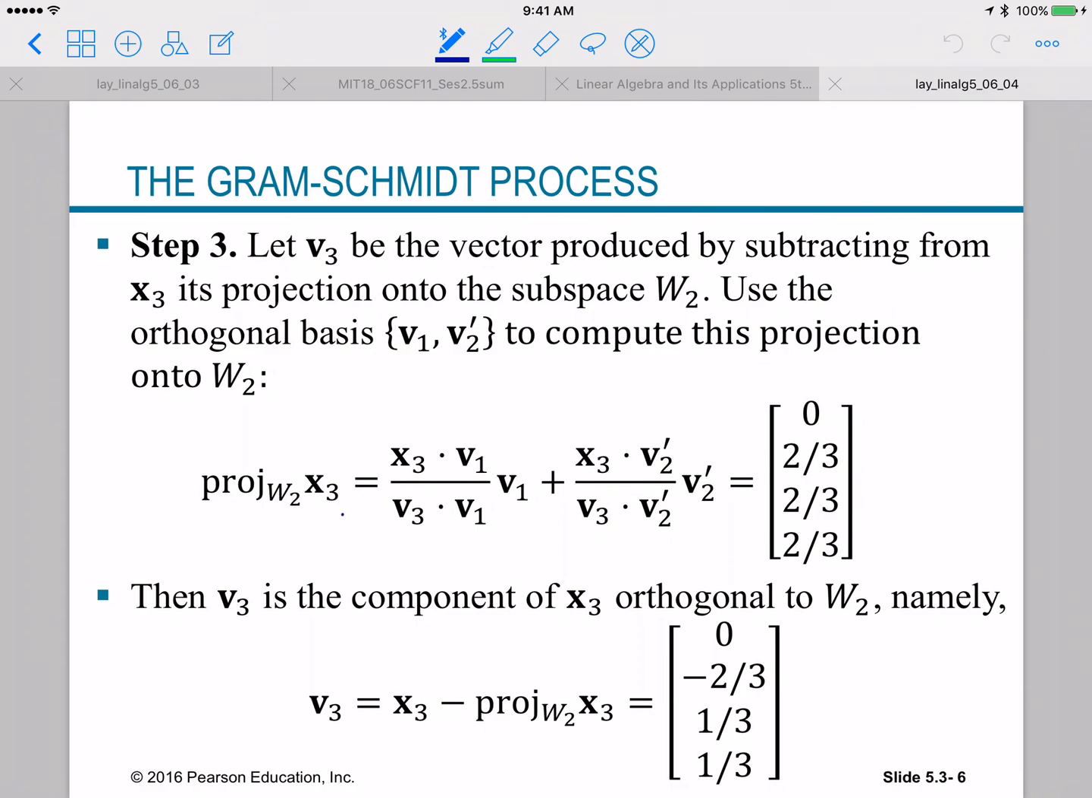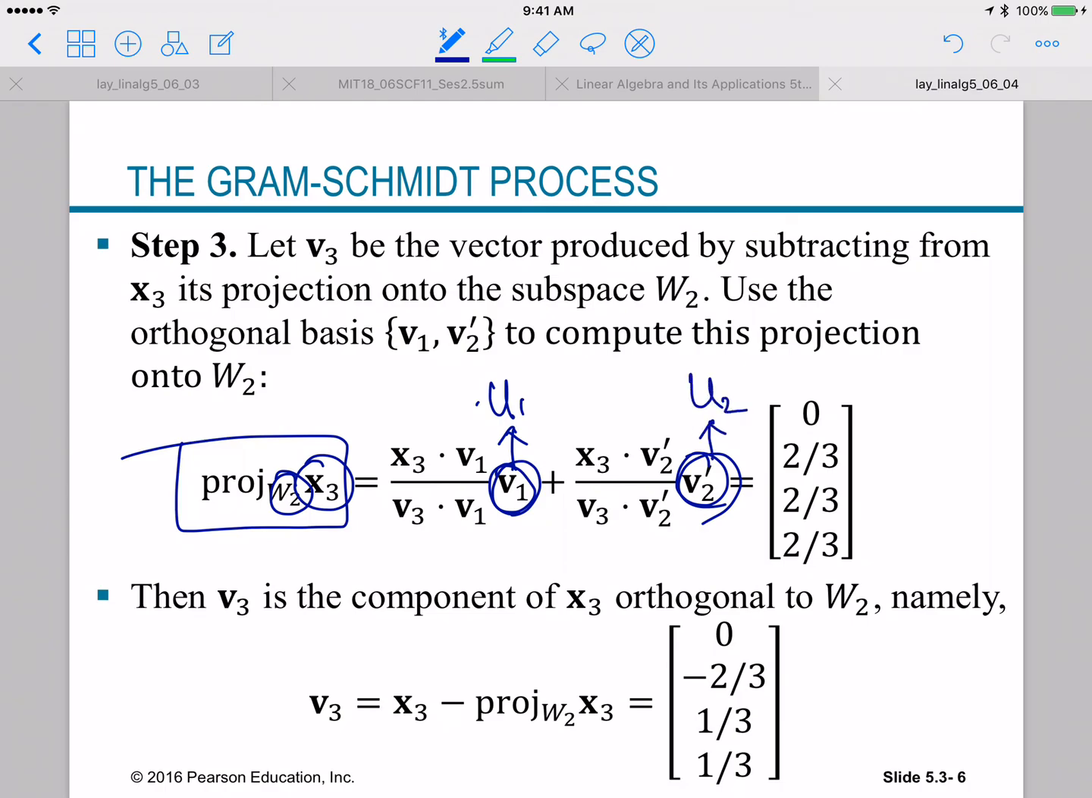Okay, and then let's move on to the third vector. Now this orthogonal projection of x3 onto w2 will involve two basis vectors. So instead of using u1 and v1 prime, let's use u1 and u2, which is a normalized version.